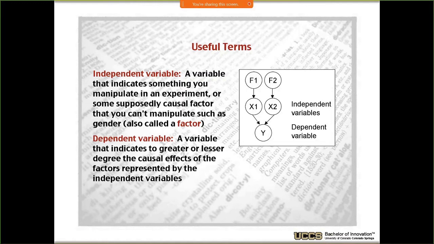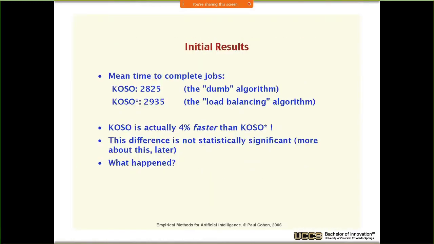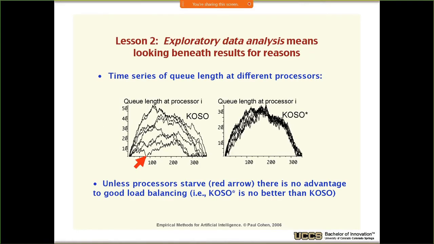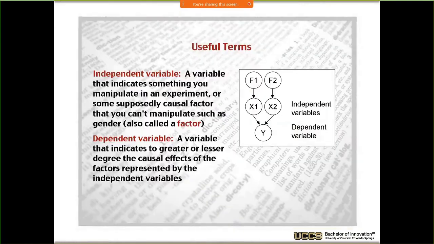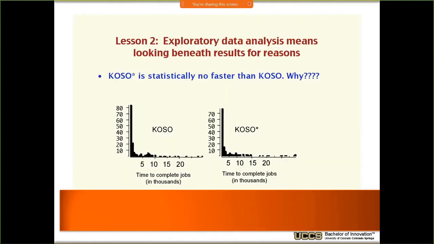Now, as we said, the hypothesis didn't work out. COSO was a little faster than COSO star, but I also said this difference is not statistically significant. So now we have one hypothesis that has to do with load balancing. We're now going to look at another related hypothesis. I can say that COSO is statistically no faster than COSO star. First of all, why is that a valid hypothesis given that I just showed you that COSO was faster than COSO star?